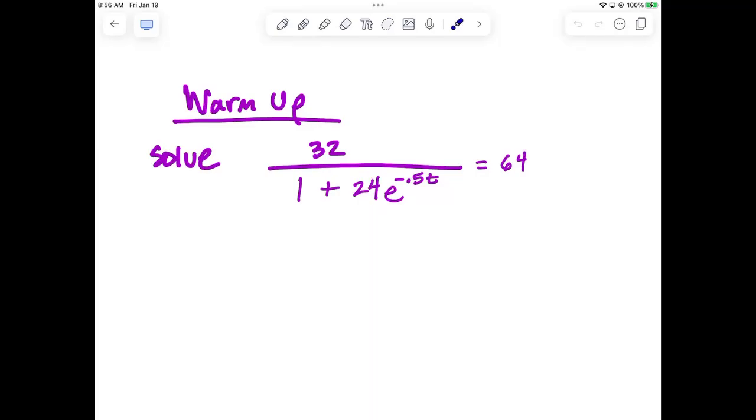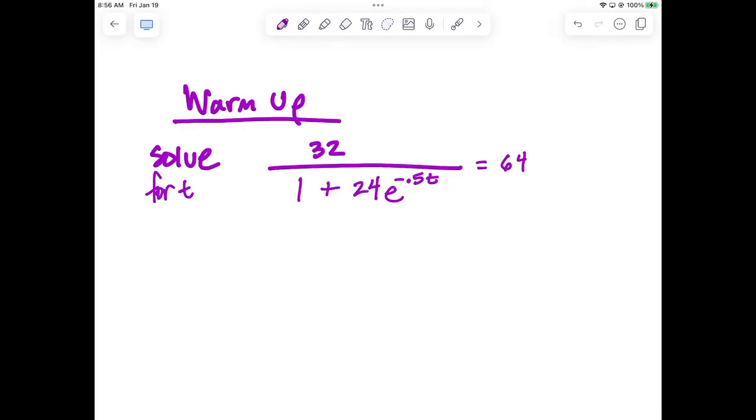Warm up. We've got 32 equals 64 over 1 plus 24 e to the negative 0.5t. Solve for t. I didn't say for t, but that's the variable there. What type of function do we have on the right? You remember? That's a logistic function. Yeah, it sure is.